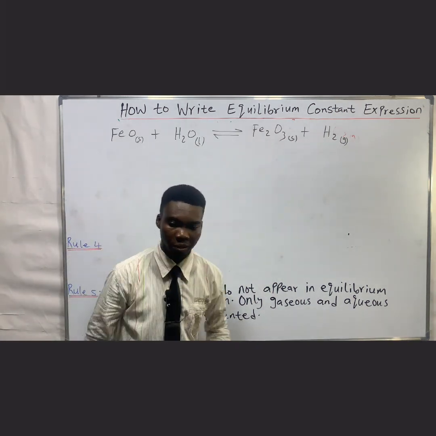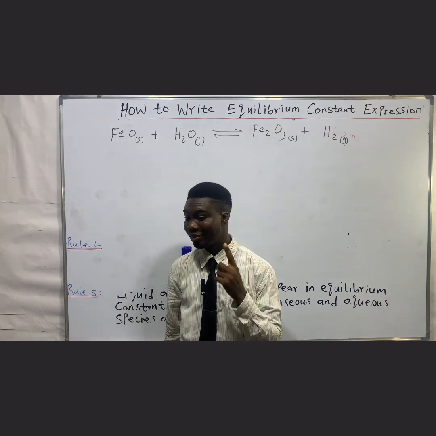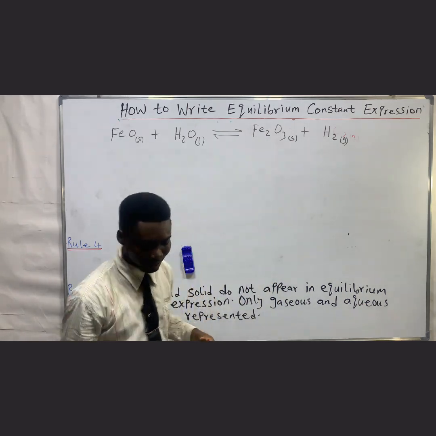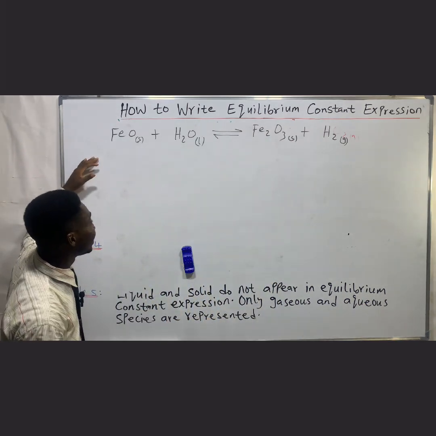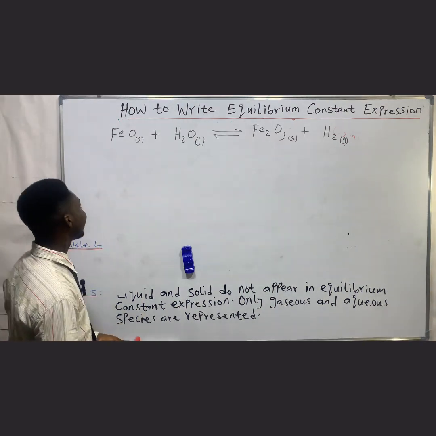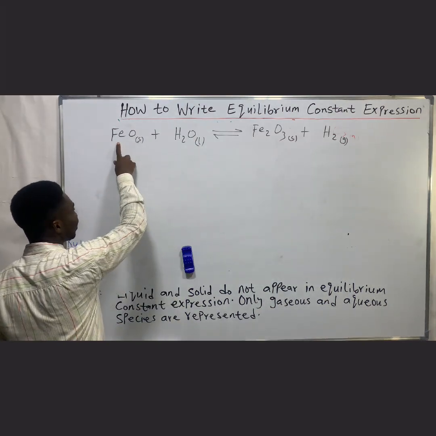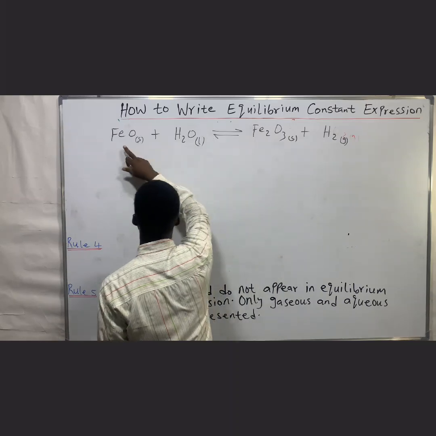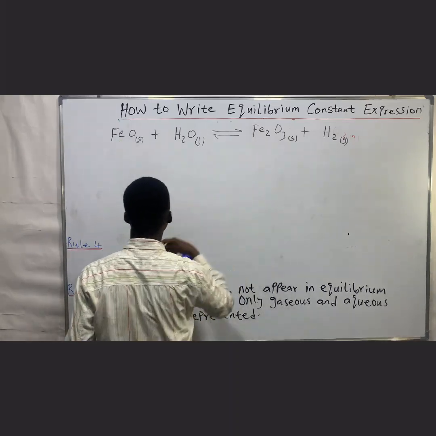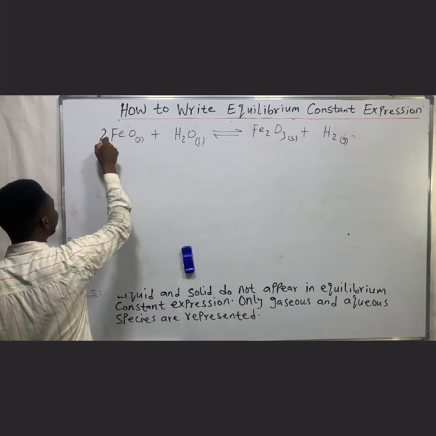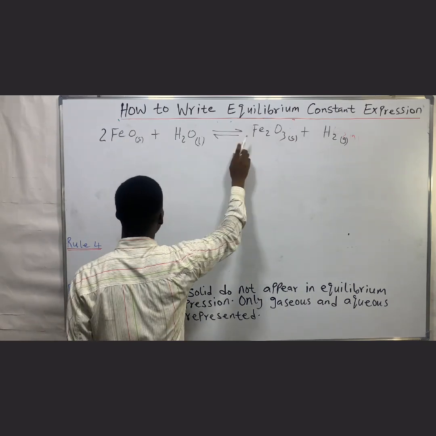What do you do? How do you go about it? It's still the same thing. Don't forget rule number 1. Now, what does rule number 1 say? You have to check, is this equation balanced? Let's see. Iron here is 2, iron here is 1. So we have to put 2 here to balance the iron. So iron is balanced now.